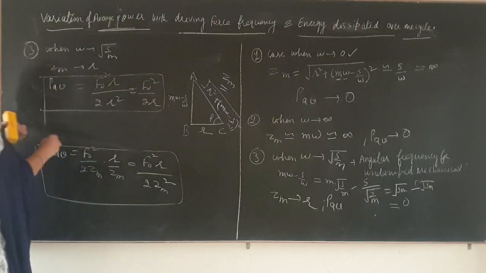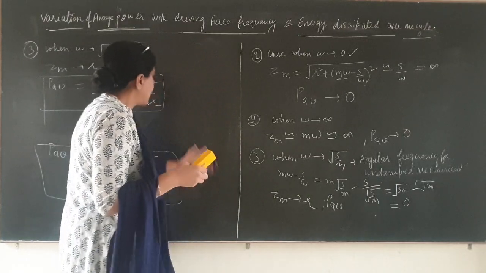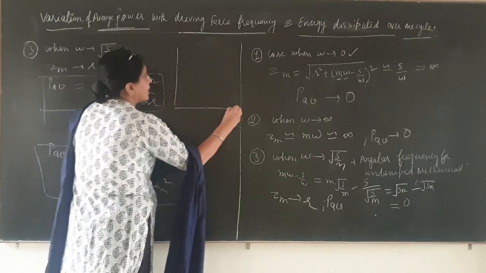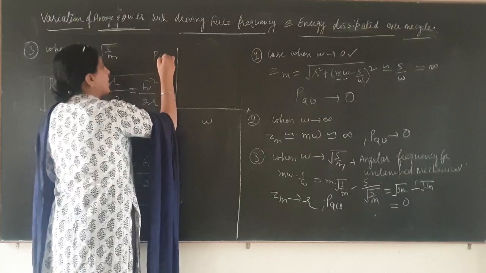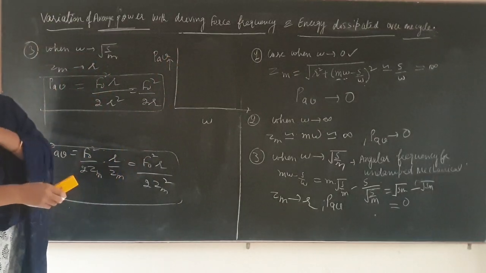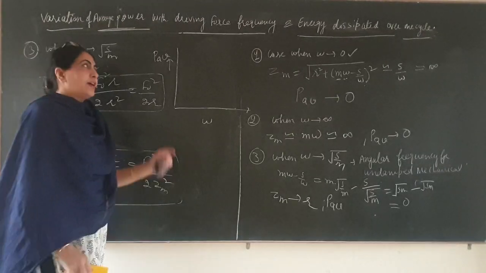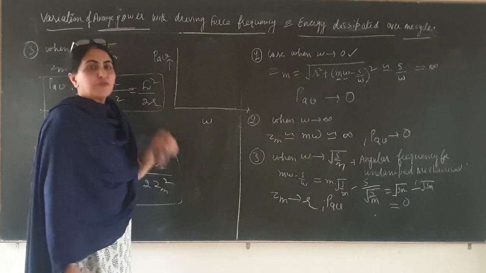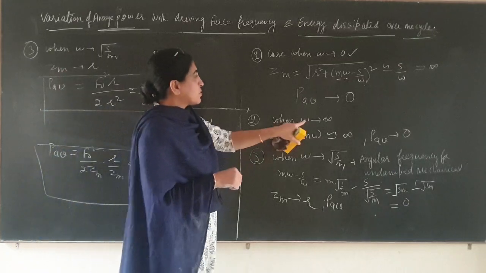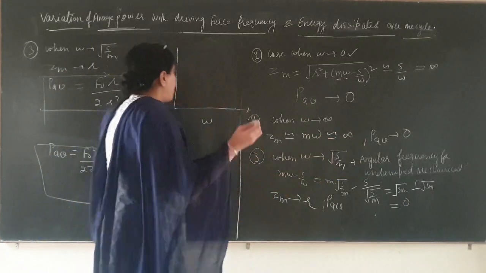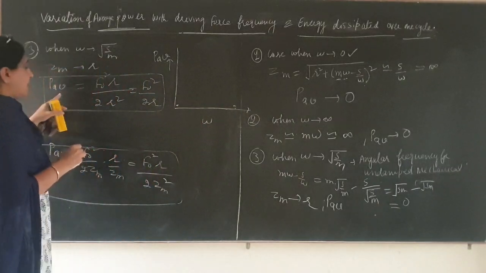So we have three cases. Now the next step is to plot a graph, the graph between omega and average power. Very important graph. This graph will also be the same as the graph we did for the variation of velocity with the driving force frequency. First, when omega approaches 0 and when omega approaches infinity, average power approaches 0. So this is the 0 point, this is the 0 point. Clear?